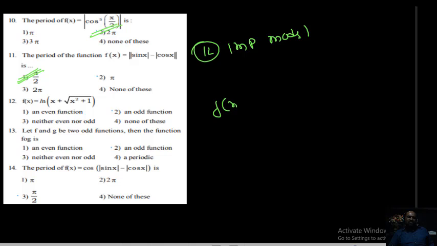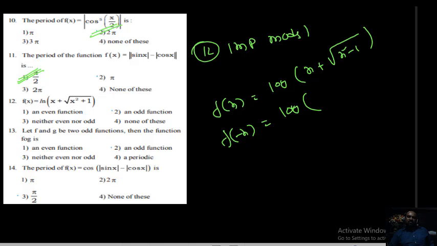Yeah, f of x equals logarithm of x plus root over x square minus 1. f of minus x equals logarithm of minus x plus root over, I think this is plus, okay, x square plus 1. What do you want to do now? The inside of the function should be rationalized. Rationalize the numerator. I will rewrite minus x plus, then directly you get the result.